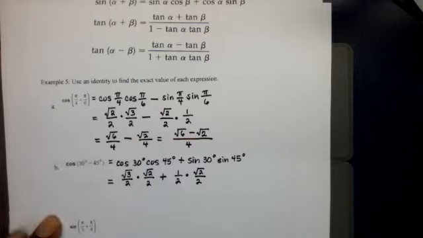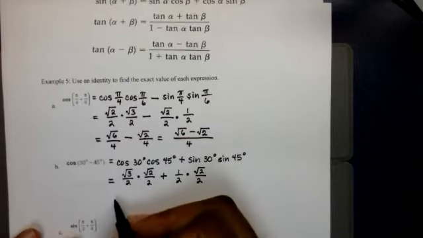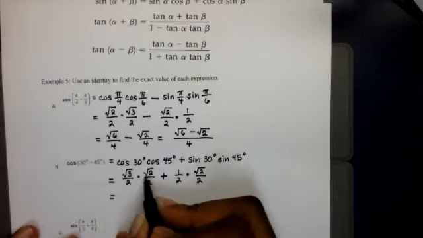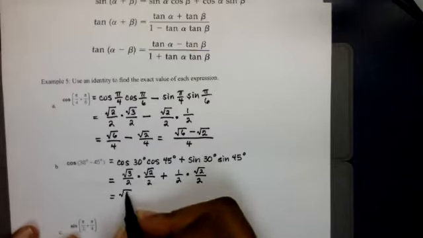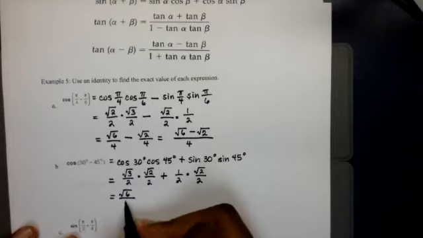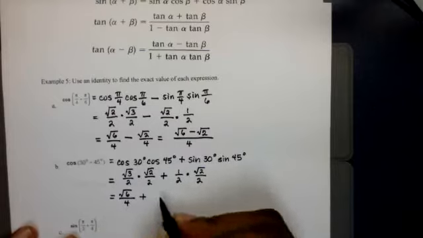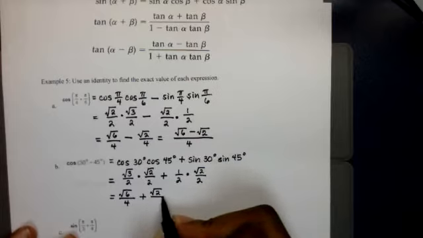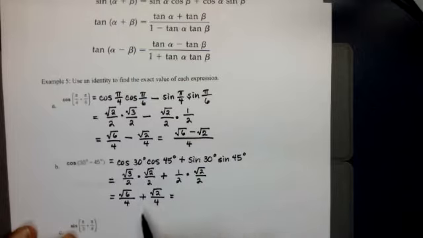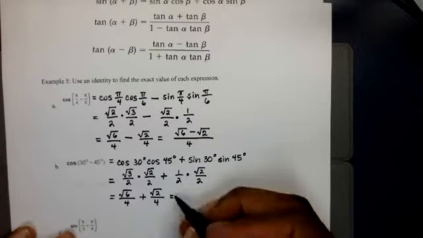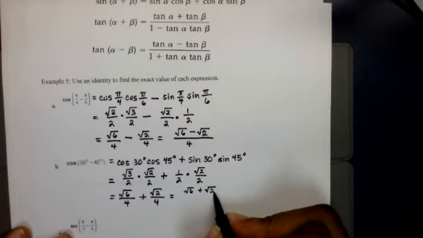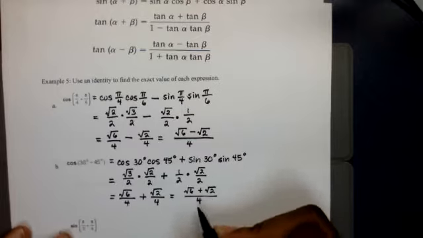And now let's simplify this. Square root of 3 over 2 times the square root of 2 over 2. Square root of 3 times the square root of 2 will be the square root of 6 over 2 times 2, which is 4. And then plus 1 times the square root of 2 is the square root of 2 over 2 times 2, which is 4. Well, notice that the denominators are the same, so I can write that as the square root of 6 plus the square root of 2, all divided by 4.